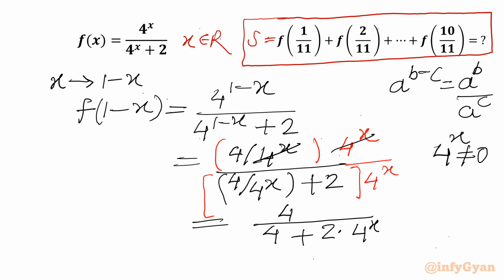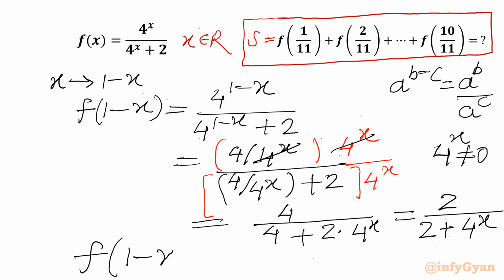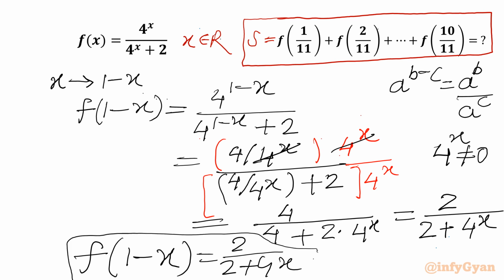Let's divide our numerator and denominator by 2 also. So 2 over 2 plus 4 power x. So what we conclude from here is f of 1 minus x equals 2 over 2 plus 4 power x. Let us say this is our equation number 2, and f(x) was our equation number 1.